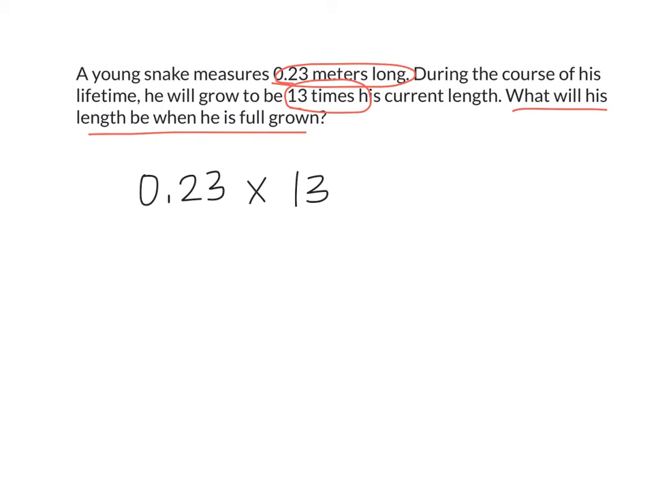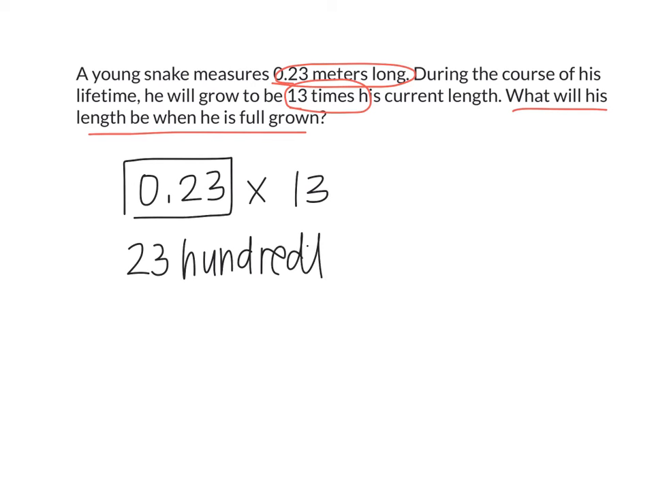So how can we get rid of this decimal point? How can we rename this so that there's no decimal point? I only want whole numbers. I can rewrite this in unit form. I can say this is 23 hundredths. Go ahead and write it in your notebook too. Times 13. Then I can just think about 23 times 13.